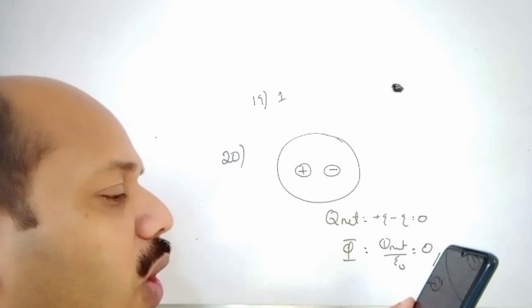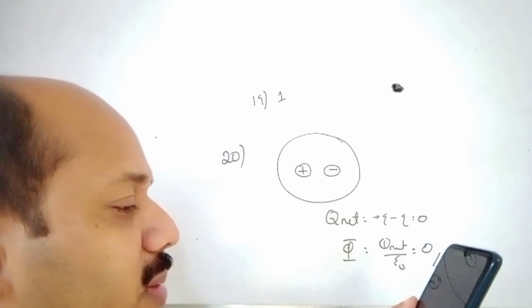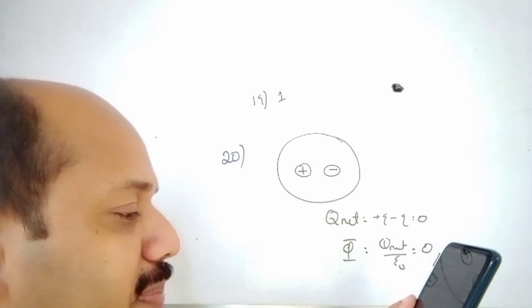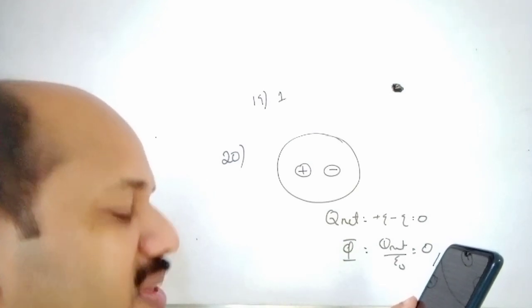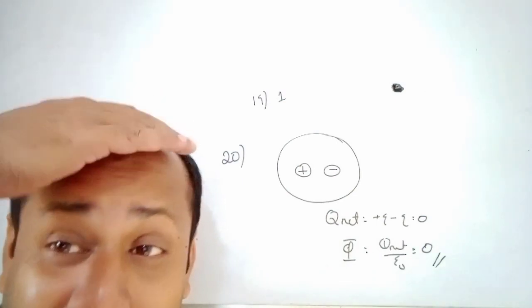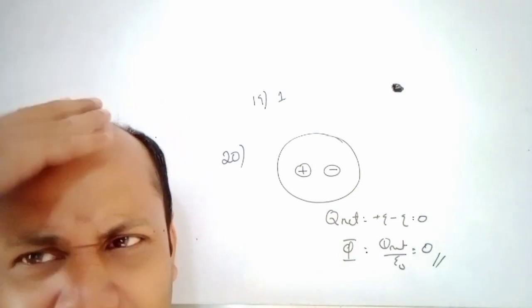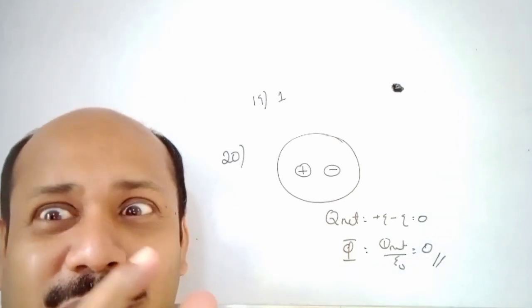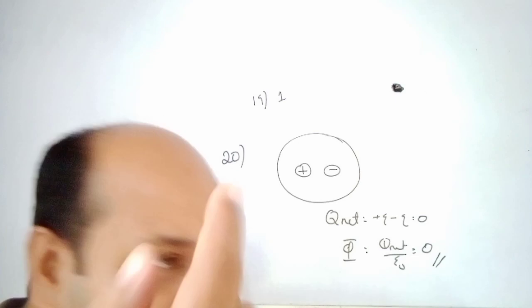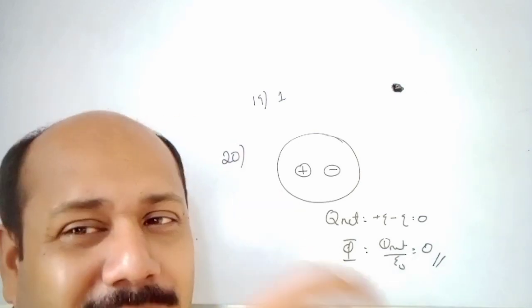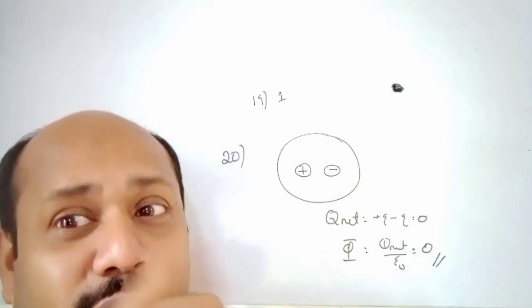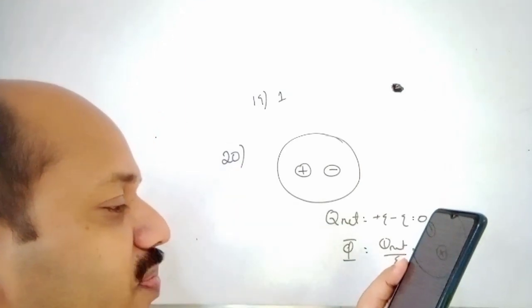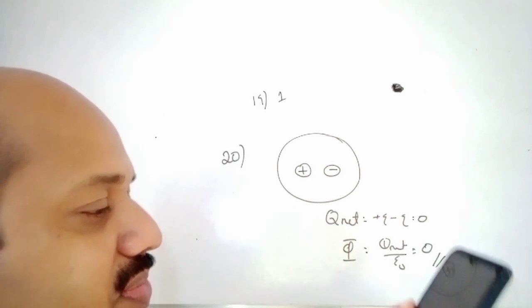20. A comb run through one's dry hair attracts small bits of paper. This is due to: the comb is not a conductor, paper is a good conductor? No, the atoms in the bits of paper get polarized by the charged comb. That's the case. While combing, because of friction, static electricity will be there. When we place this comb near the paper, the paper pieces get polarized, getting attracted to the comb. That's the right answer. Therefore, the option is 3. 20, the answer is 3.